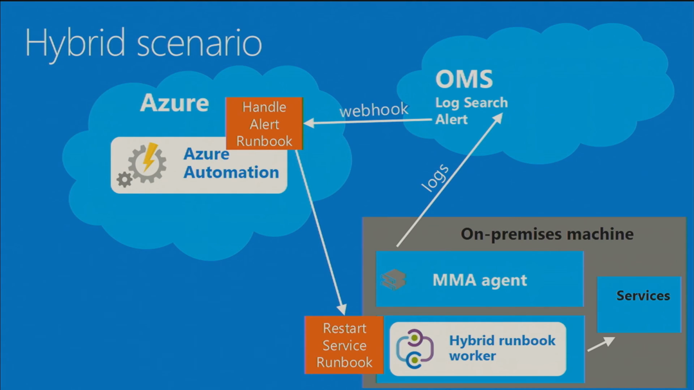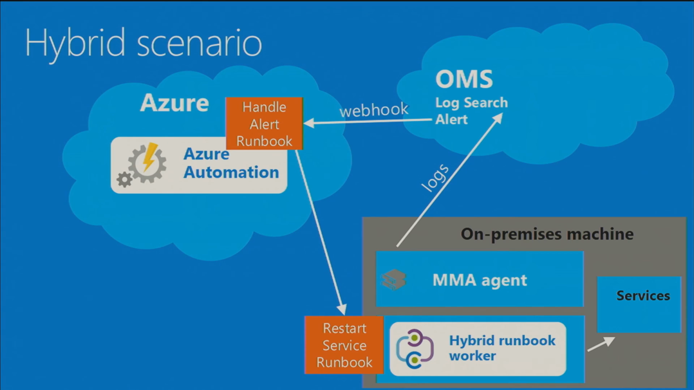That's what this is showing here. You have Azure Automation in the cloud. You have your on-premise machine, which has the MMA agent on it and the hybrid runbook worker as well. You have services and applications that you're monitoring. The log data is going into OMS, and you have log searches that you've made saved searches. You have alerts that you've created; the alert would kick off a runbook in Azure, or it could kick off a runbook directly in the hybrid worker, and then you could fix the problem. So it really ties together very nicely.